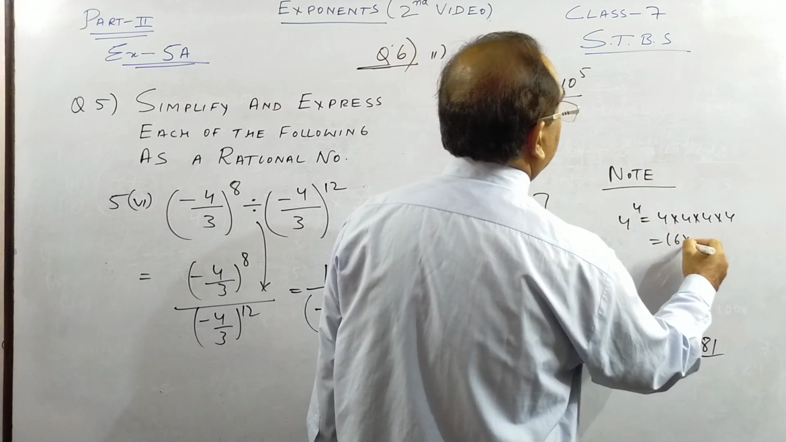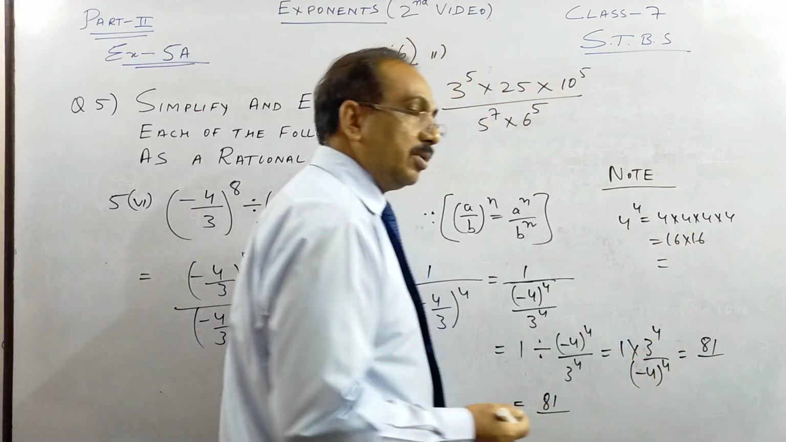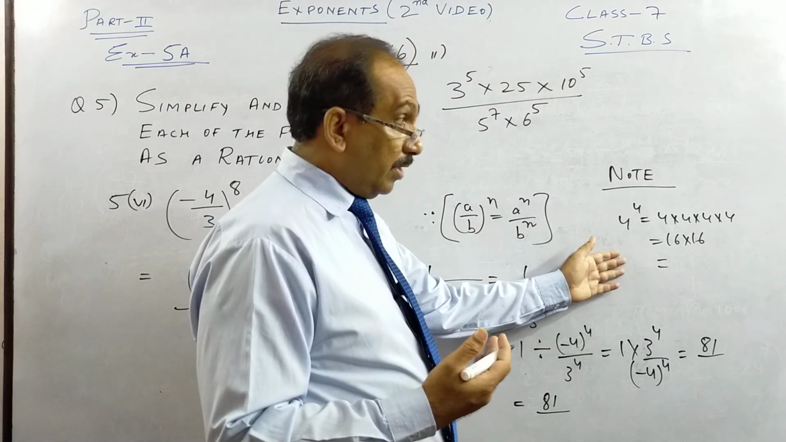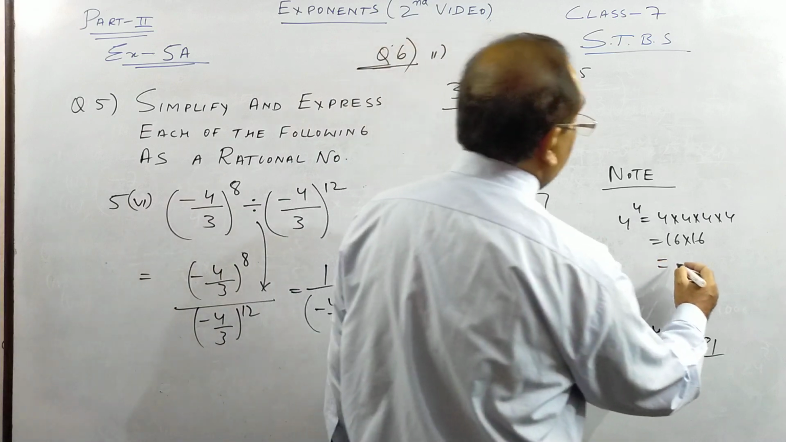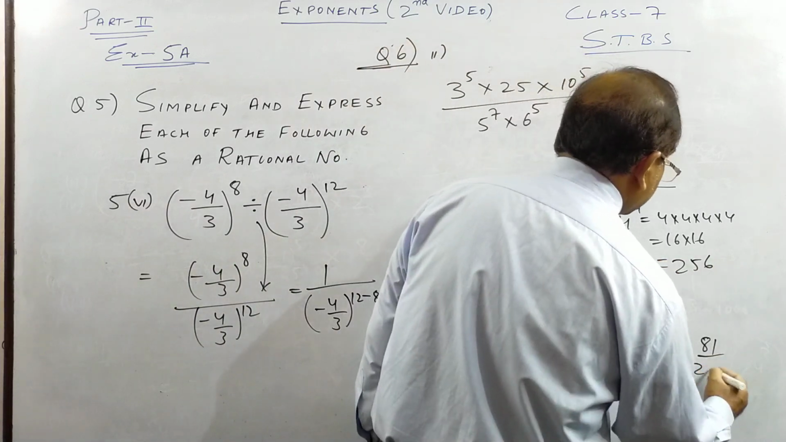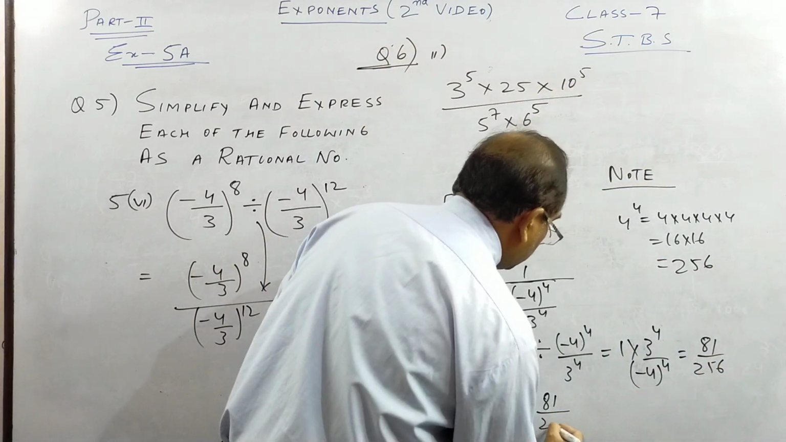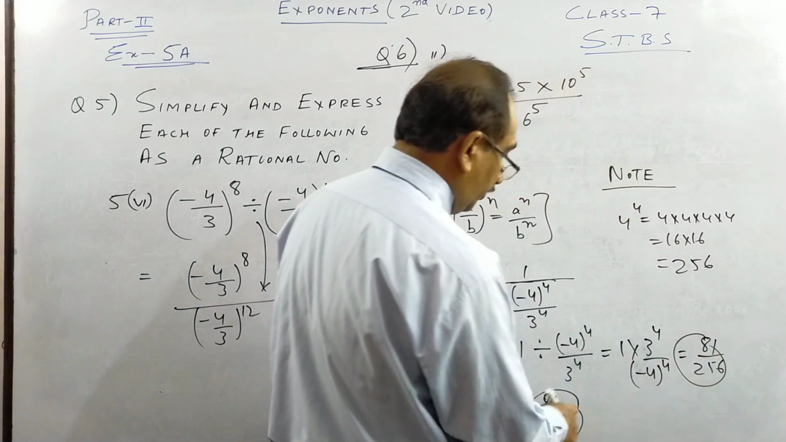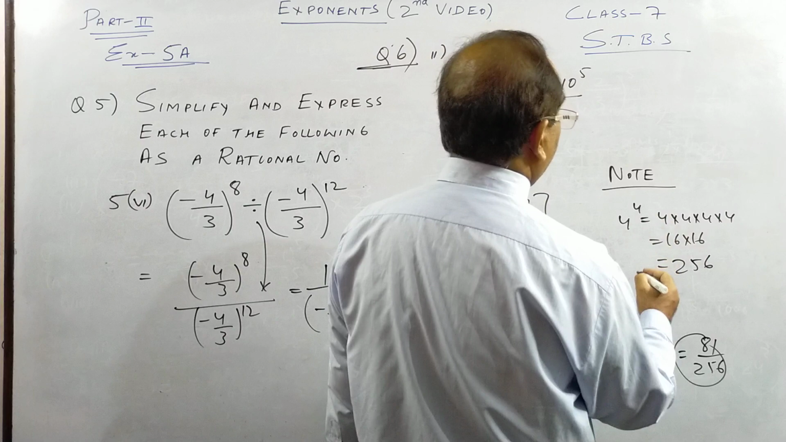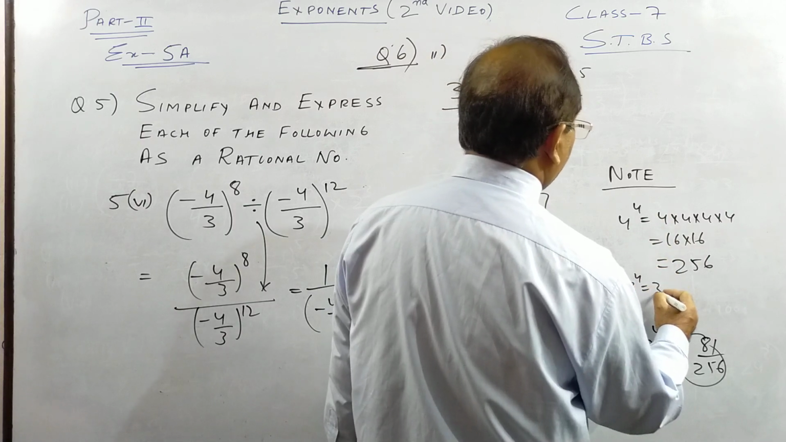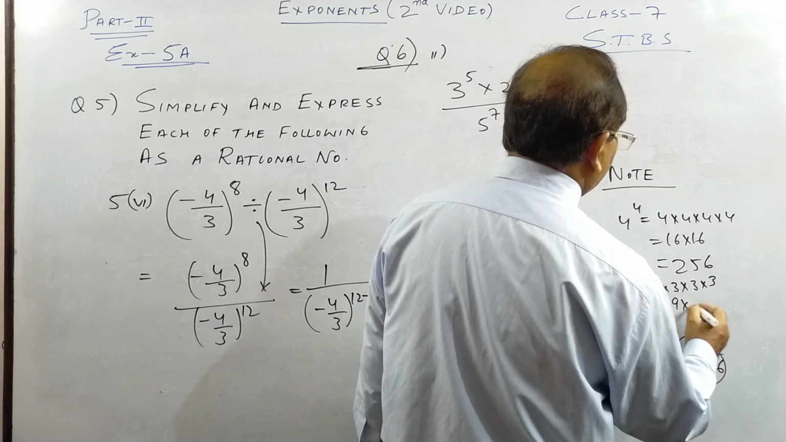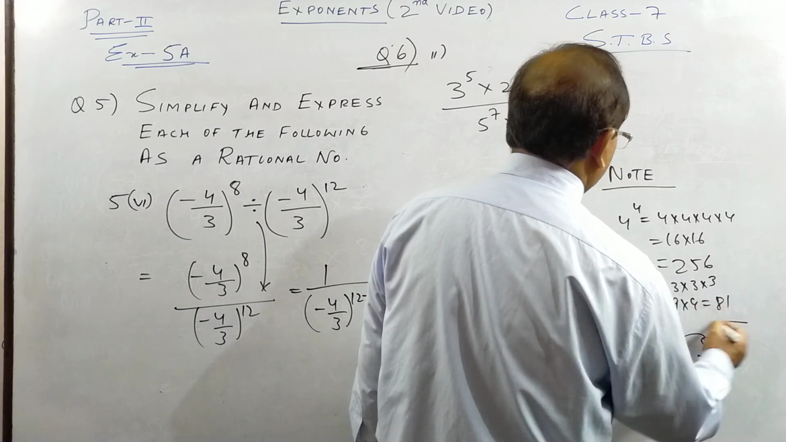So this is 16 into 16, and children, I told you find square of numbers up to 30. So 16 square is 256. So this is your answer for this question. And if you see, 3 to the power 4 is 3 into 3 into 3 into 3, 9 into 9 is 81.